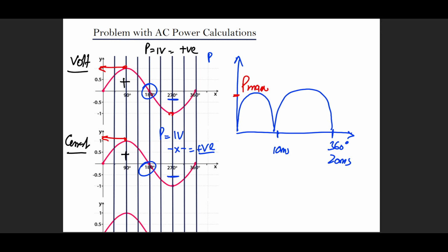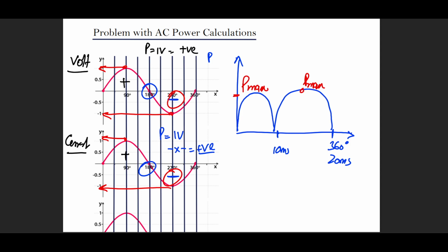Similarly, when you go to the negative side of voltage and the negative side of current, you get P max again. But why is this positive? Because both were negative, and multiplying two negative numbers gives you a positive answer again. So power's graph will never go to the negative side for a resistive load. It is always going to stay on the positive side.